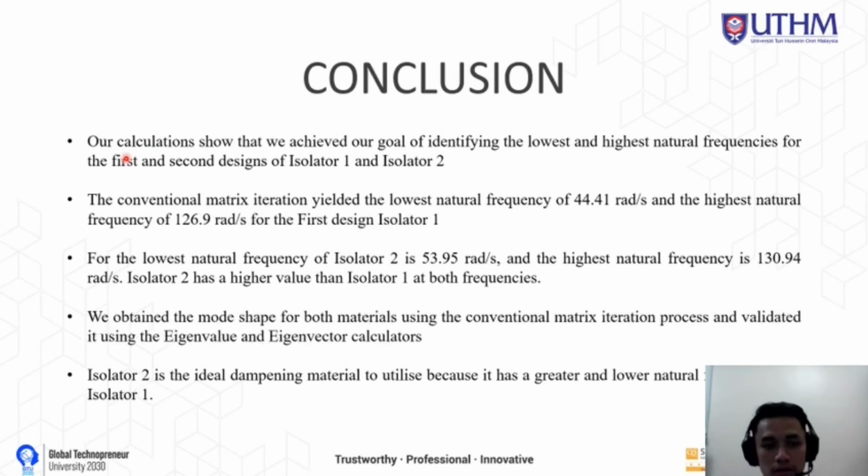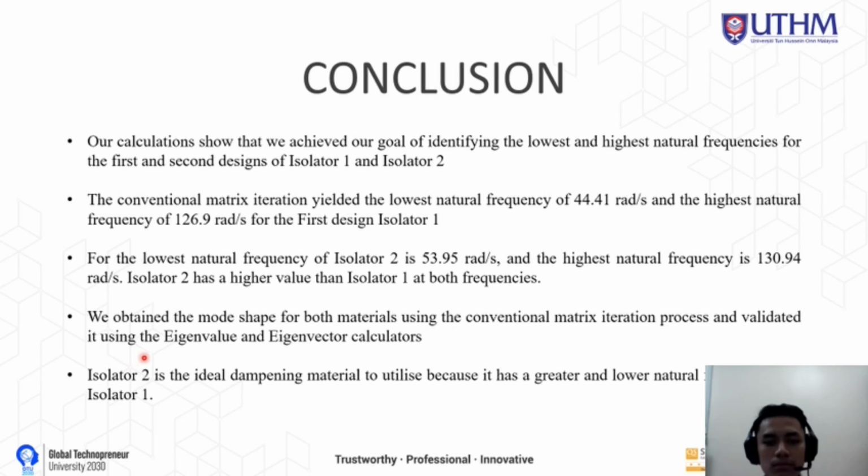Our calculations show that we have achieved our goal of identifying the lowest and highest natural frequencies for the first and second design of isolator 1 and isolator 2. The conventional matrix iteration yielded the lowest natural frequency of 44.41 radians per second and the highest natural frequency of 126.9 radians per second for the first design, isolator 1. For isolator 2, the lowest natural frequency is 53.95 radians per second and the highest natural frequency is 130.84 radians per second. Isolator 2 has a higher value than isolator 1 at both frequencies.